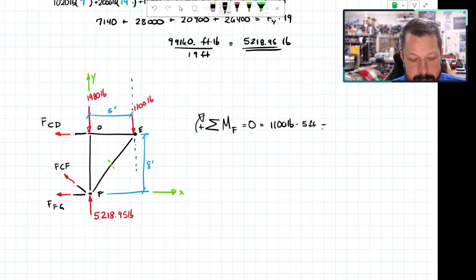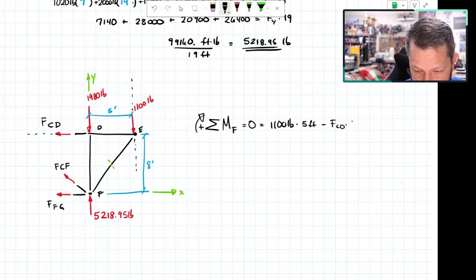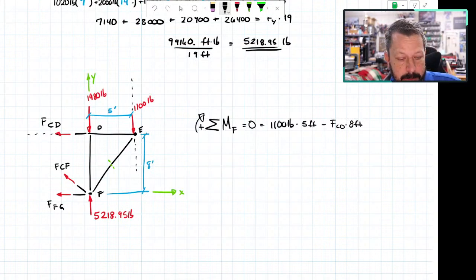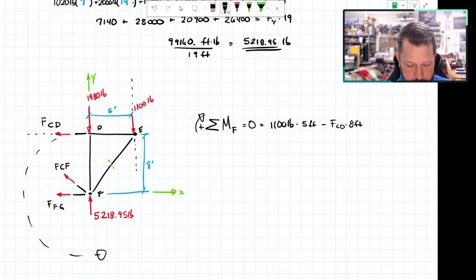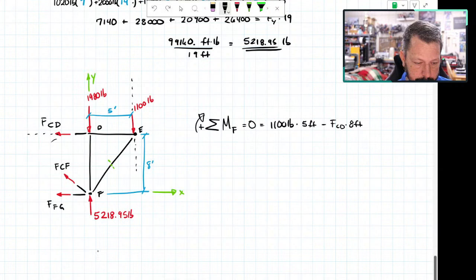Minus the CD is a horizontal line of action, so I need the vertical distance between that line of action and F, which is 8 feet. I give it a negative sign because the way I drew it, CD would go around counterclockwise. It would try to pull this section around counterclockwise. Okay, so now I only have CD in this equation.